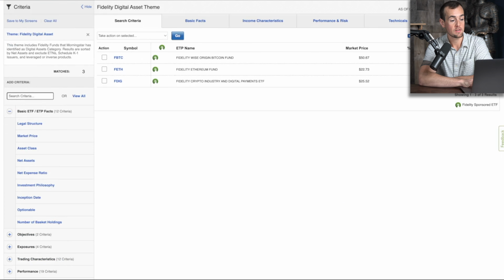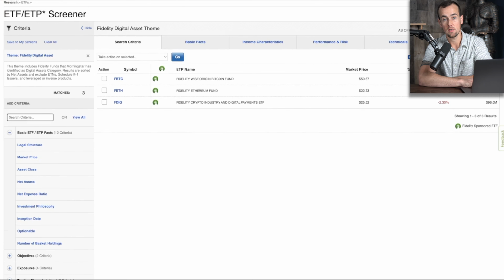They have FBTC, the Fidelity Wise Origin Bitcoin Fund, FETH, the Fidelity Ethereum Fund, and they also have FDIG, which is the Fidelity Crypto Industry and Digital Payments ETF. Now, FBTC is going to have 100% allocation into Bitcoin, FETH is 100% allocation into Ethereum, and FDIG is going to own companies that have exposure to cryptocurrencies or digital payments, so that's not specifically owning cryptocurrencies themselves.